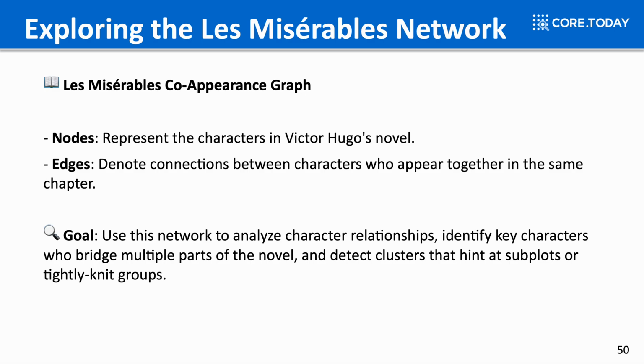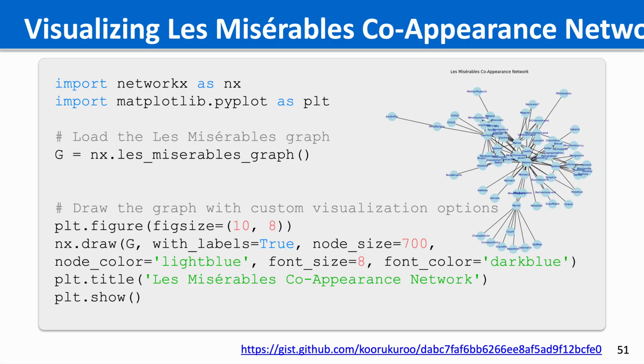It's not just applicable to literature. Similar graphs help researchers analyze social relationships, historical events, and collaboration patterns across domains. Here, we bring the Les Miserables network to life using Python and NetworkX. This snippet first loads a pre-built graph of characters from the novel and then visualizes it with meaningful layout adjustments. I've included customizable options like changing the node size, color, and title to make the graph easier to interpret.